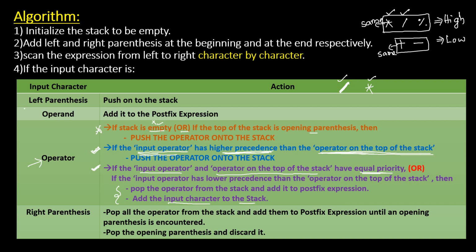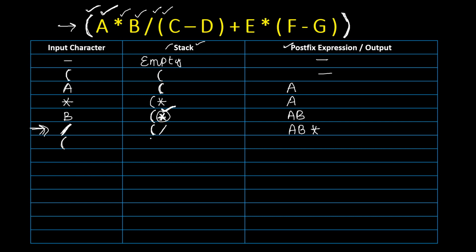So left parenthesis is another input symbol. So go to the algorithm. Whenever you have the left parenthesis, push it onto the stack. So already we have left parenthesis, division, and one more left parenthesis, and there is no change here. AB star. And what is the next one? C. C is the operand. Whenever you have an operand, directly add the operand to the postfix expression, right? So AB star C, and there is no change in the stack. Okay. So left parenthesis, division, and again left parenthesis.